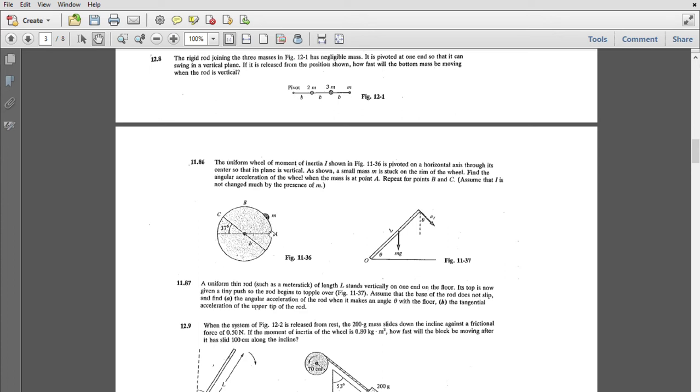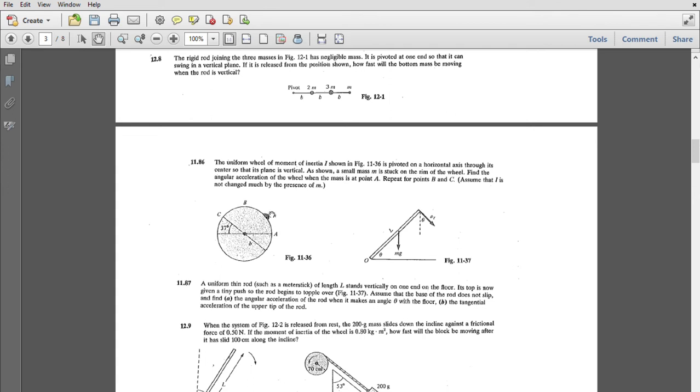Find the angular acceleration of the wheel when the mass is at point A. Okay, so at first I was confused, which is why I was not saying anything for a second. I was thinking, well, if I release it from rest here, that mass is never going to make it up to B. It doesn't matter how it gets to A. Suppose I move little m down to A and release it. What's the angular acceleration at that moment?